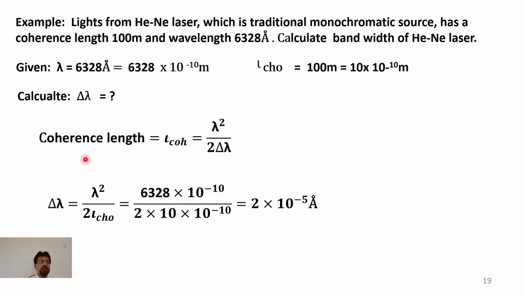Now by using the formula of the coherence length, it is equal to lambda square divided by 2 del lambda. By rearranging the terms and expressing it in terms of del lambda, it is equal to lambda square divided by twice the coherence length. Then by substituting the values, we get the bandwidth equal to twice into 10 raised to minus 5 angstrom unit. So in this way, we can calculate the problems related with the coherence length and the coherence time.